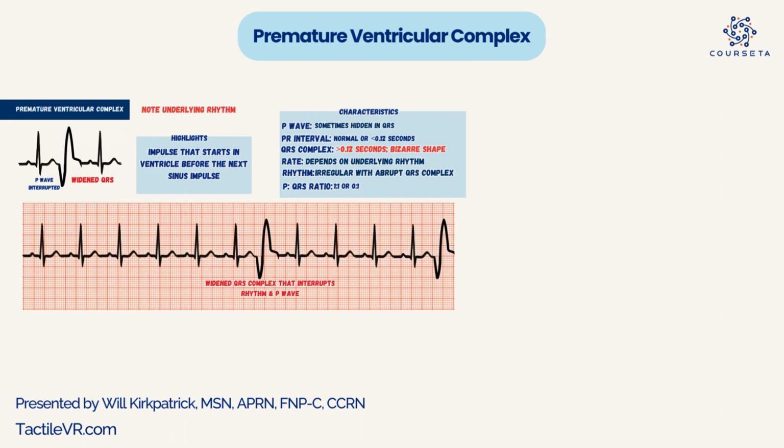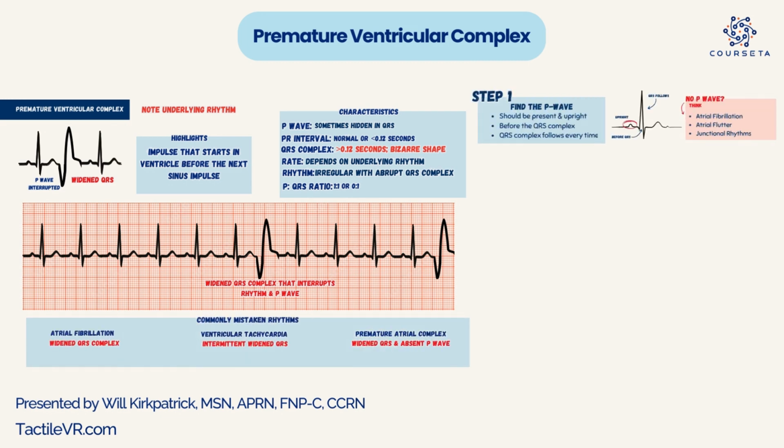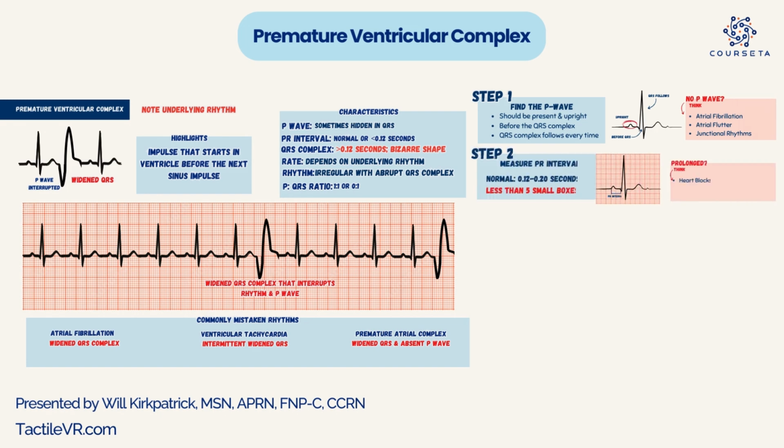So as you can see in this example, let's use those steps for EKG interpretation. Step number 1, find the P wave. Is it upright? Is it before every QRS complex? And is it ever absent? As you can see here, the P wave is checking out. So we move on to the PR interval. Measuring the PR interval, we can see that it's within normal range because it is less than 0.20 seconds, so your 5 small boxes. Okay, so that checks out.